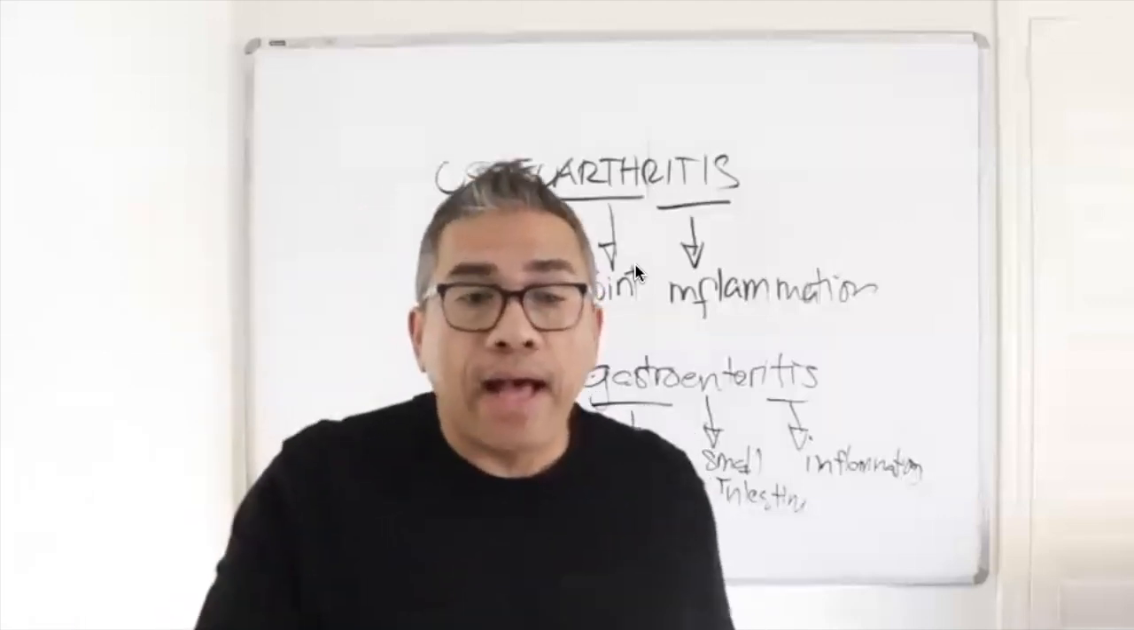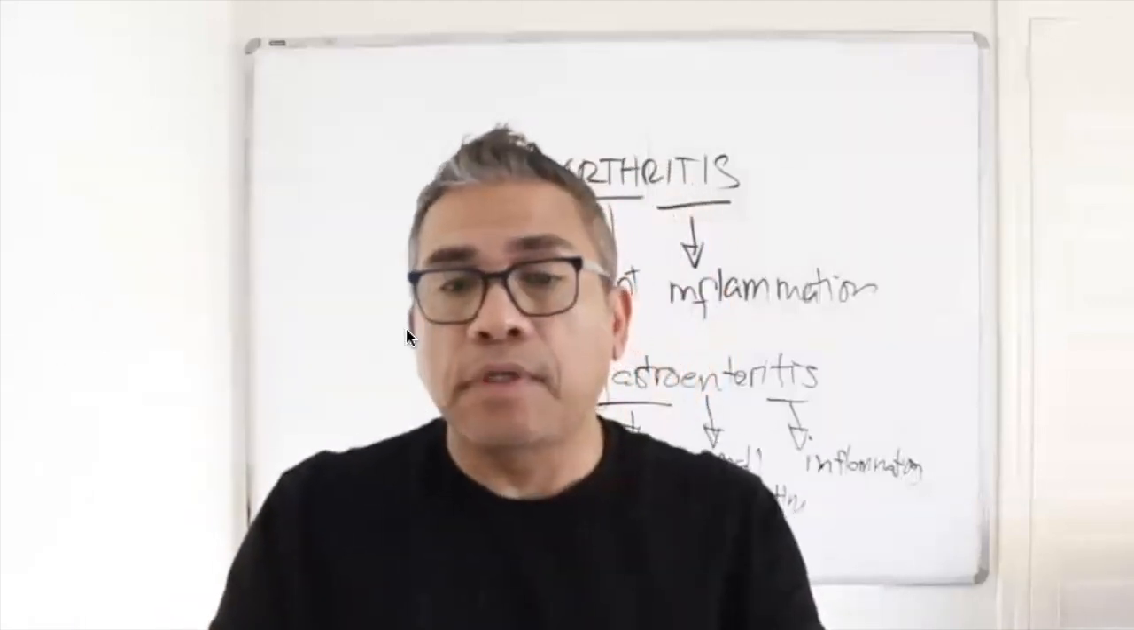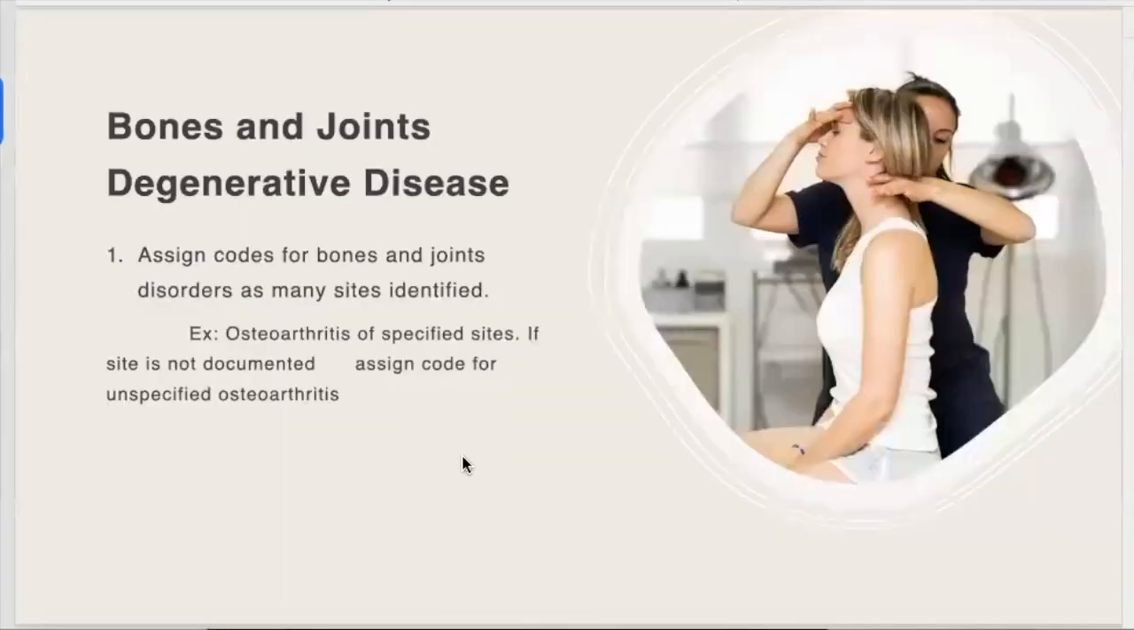So that's what the guidelines were trying to say. Now I broke it down in my little presentation here to make it simpler. Assign codes for bone and joint disorders for as many sites as identified. Osteoarthritis of specified sites. If the site is not documented, assign the code for unspecified osteoarthritis. So that's basically what this is, bone and joint conditions, which we call a degenerative disease of the musculoskeletal system.